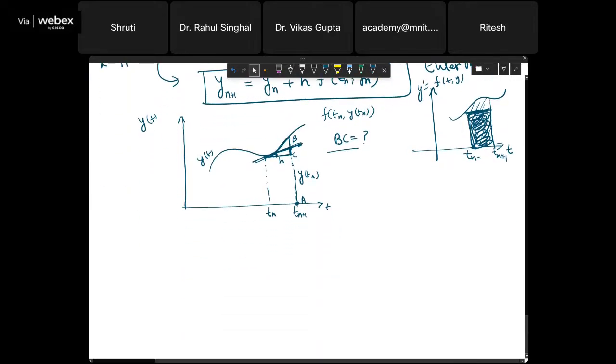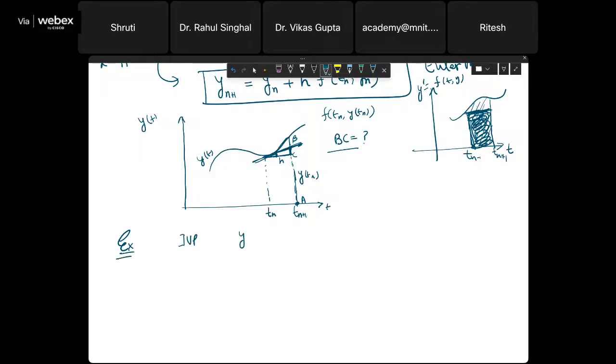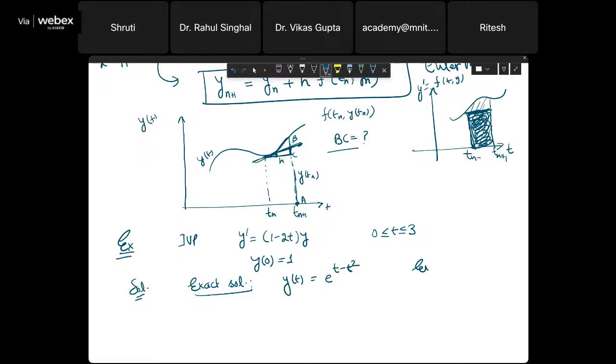Now let's take one example for the Euler method. Here I'm considering the initial value problem y dash is equal to 1 minus 2t y, with the initial condition y at 0 is equal to 1. The exact solution can be obtained here, and this is a simple problem so that we can compare the numerical solutions with the exact solution. The exact solution for this problem will be e to the power 3 minus 3. This is an exercise, anyone can do it.